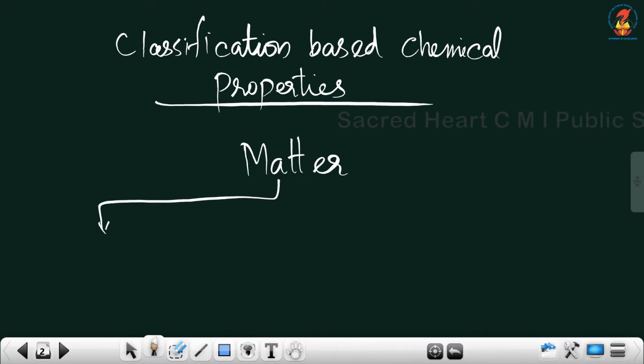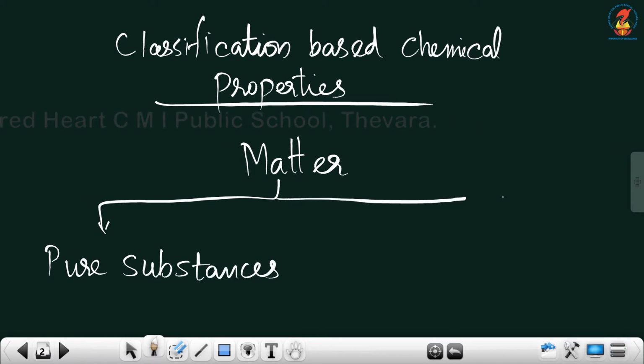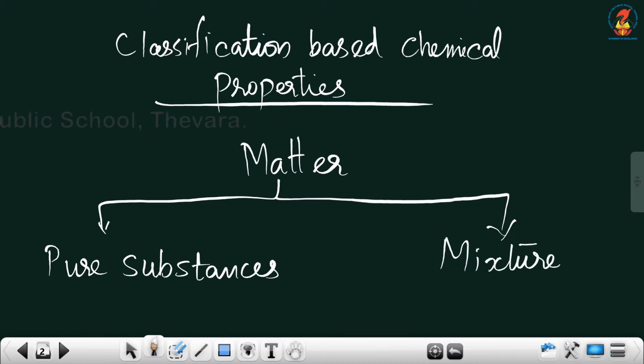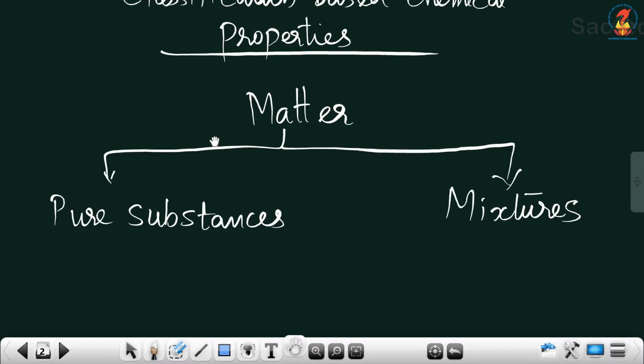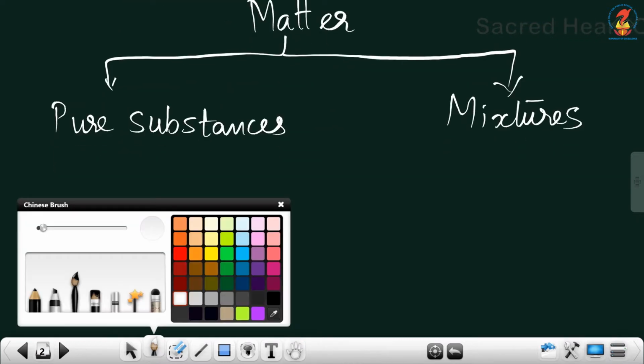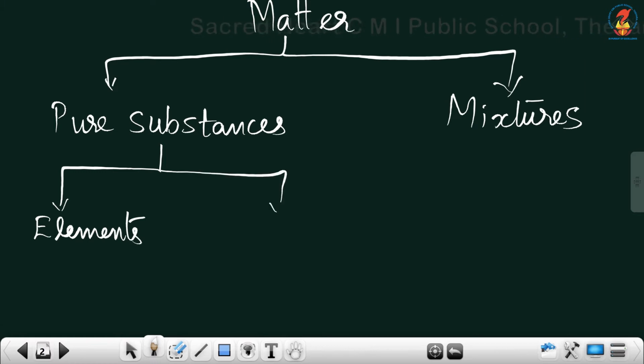Based on the chemical property, matter is initially classified into two classes. First one, pure substances, and the second one is mixtures. Then the pure substances are classified again into two: elements and compounds.